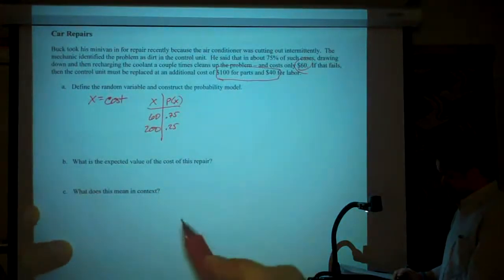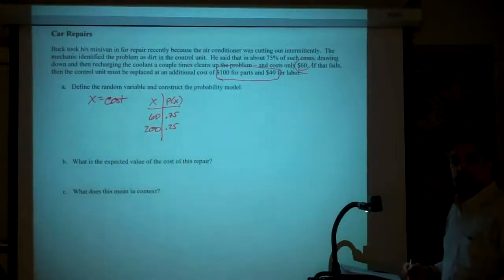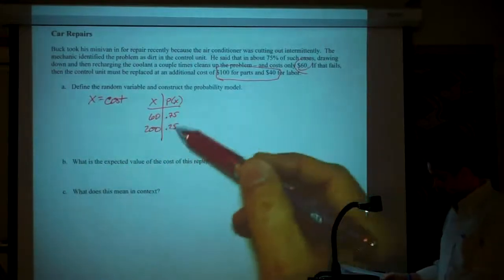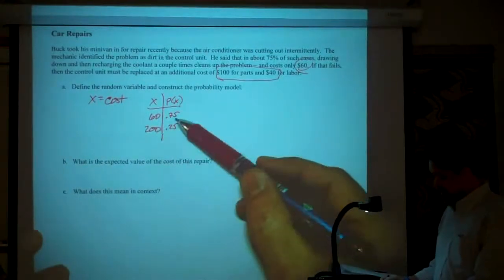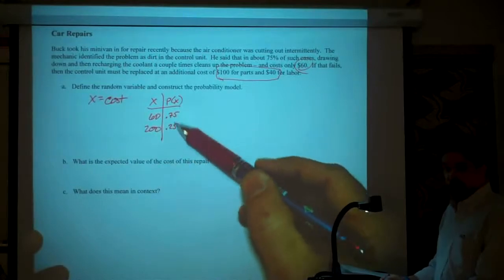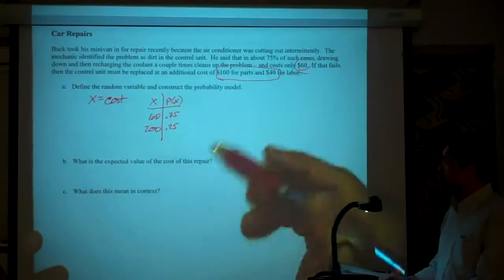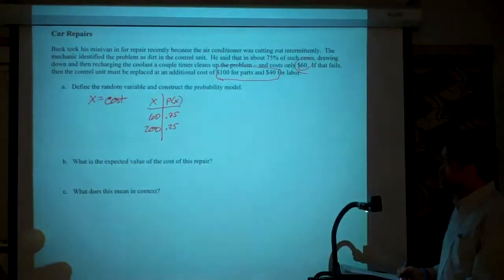Alright? This is our random variable. Here is our probability model. That's all you need for the probability model. You need to show the possible outcomes, every possible outcome, and the probabilities associated with those possible outcomes. And the probabilities should add up to 1. Okay? If they don't add up to 1, something wrong is happening here.